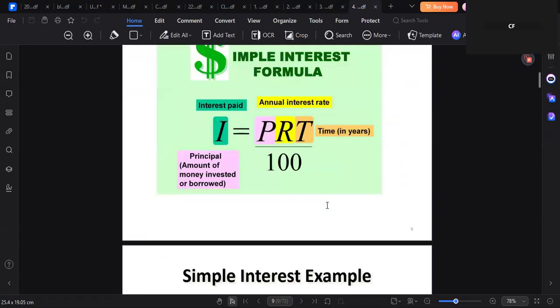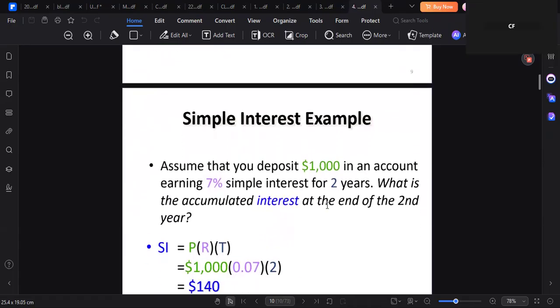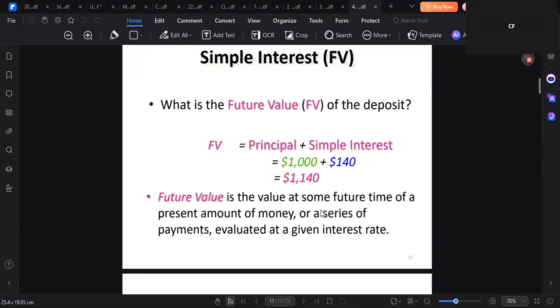So if you have, for instance, 1,000 at 7% simple interest in 2 years, what is the interest value? PTR. So P is 1,000, time is 2 years, and R is 7%. So your interest is 140 kwacha or dollars. So the future value is the initial amount you started with, 1,000, plus 140 to get 1,140. So this is now the future value under simple interest.